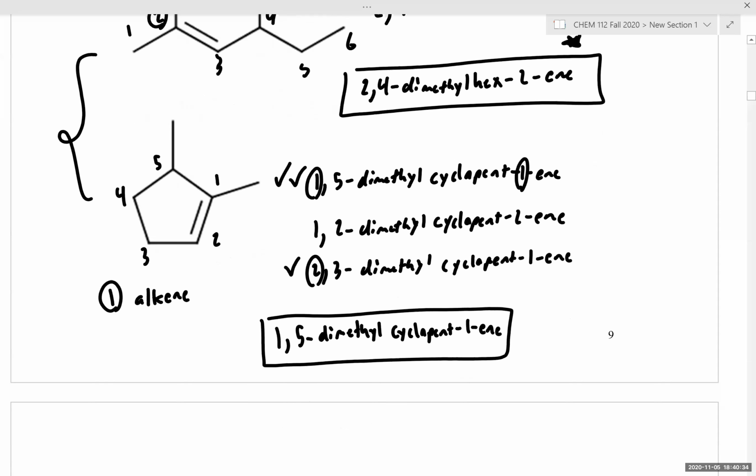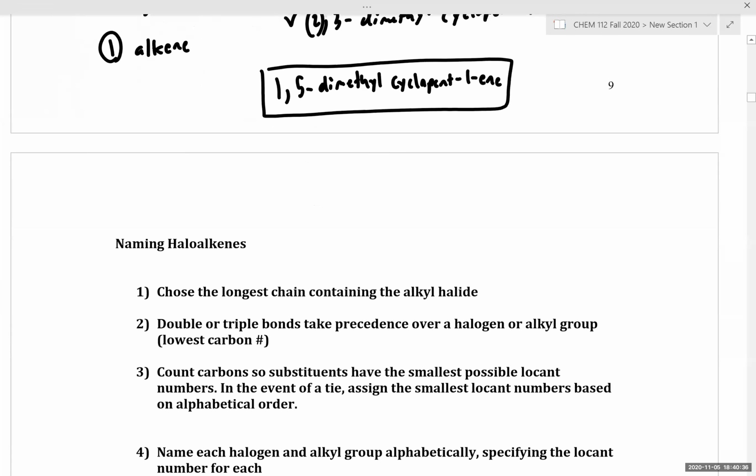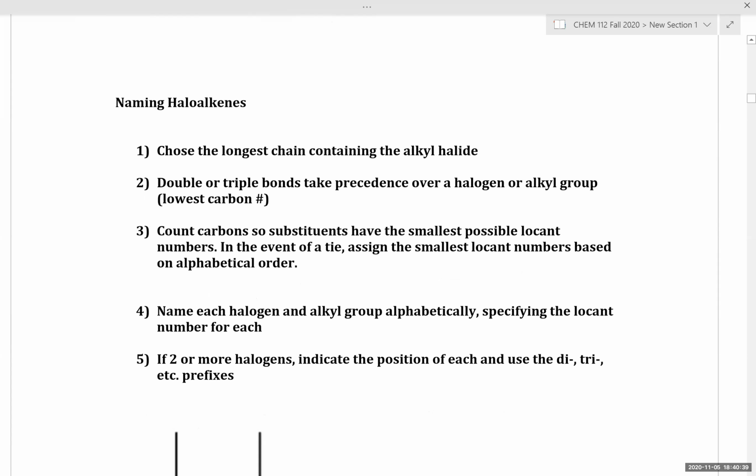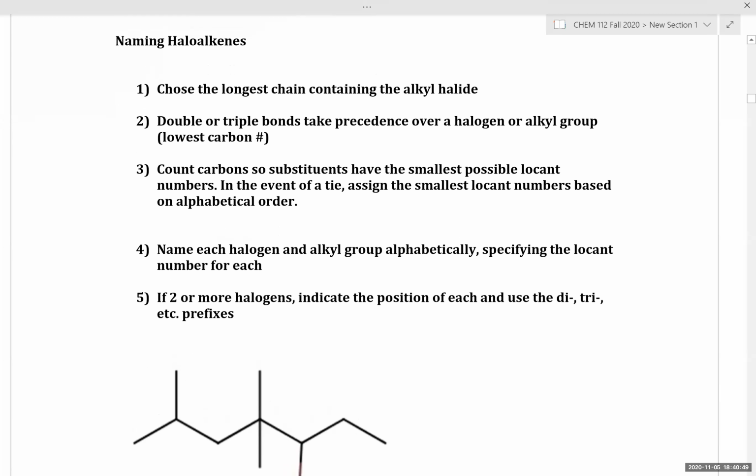Perfect. It's great to see that students have proposed and provided names for each of these compounds. Let's now talk about naming haloalkenes. So you're going to want to choose the longest chain containing the alkyl halide and the alkene. Okay? Double or triple bonds take precedence over a halogen or alkyl group. So the double and triple bond is the king here.